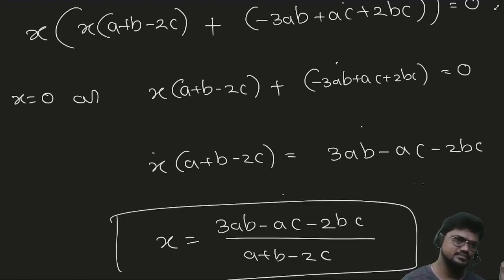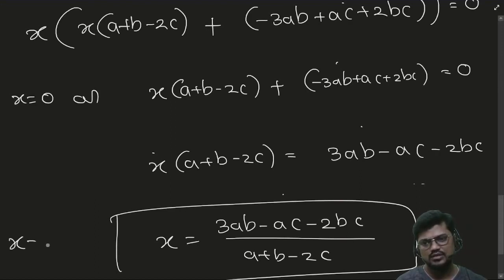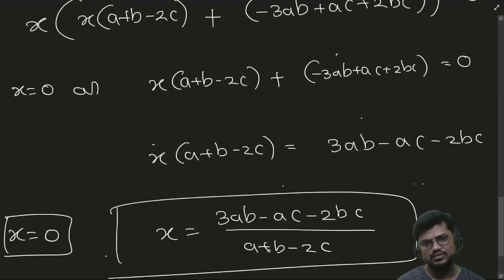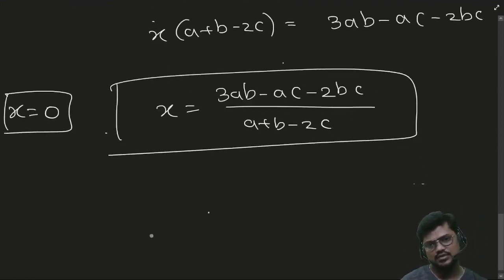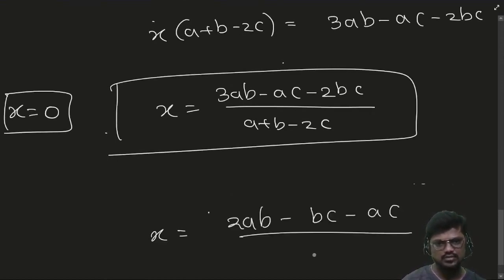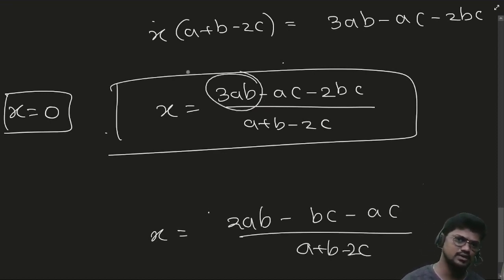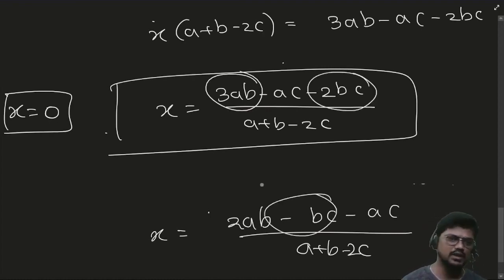That's it. The two roots. No, sir, but the answer is 2ab minus bc minus ac upon a plus b minus 2c. What is the answer? 2ab minus bc minus ac upon a plus b minus 2c. Okay, so there is only one problem, that is we are getting 3ab over here. And also, sir, instead of ac, we should get bc. No, ac and bc are there, no. Yes, sir, 2bc, we should get minus bc.